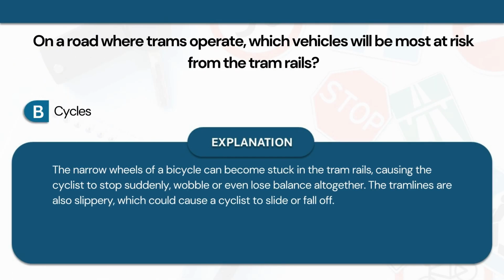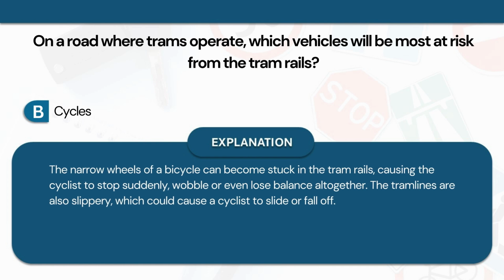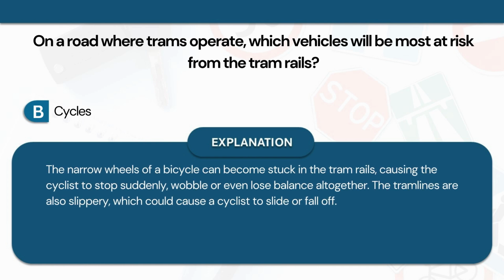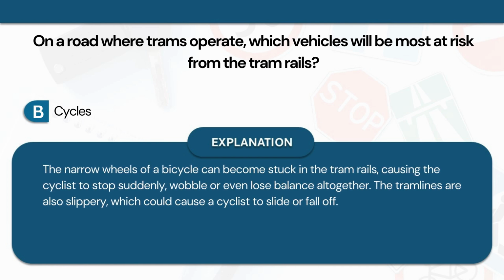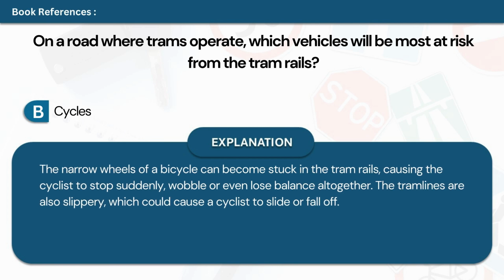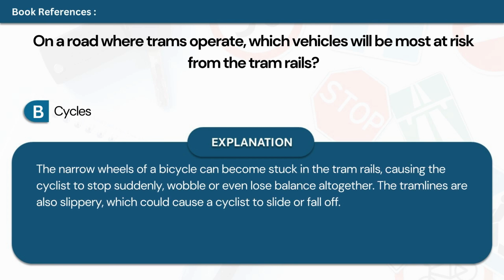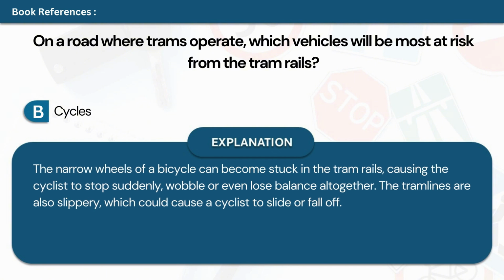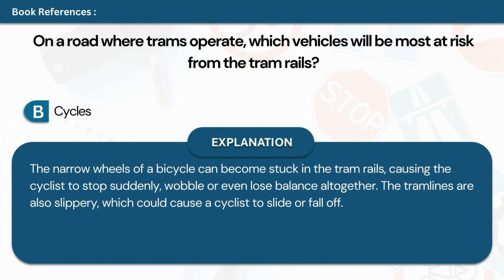The narrow wheels of a bicycle can become stuck in the tram rails, causing the cyclist to stop suddenly, wobble, or even lose balance altogether. The tram lines are also slippery, which could cause a cyclist to slide or fall off.